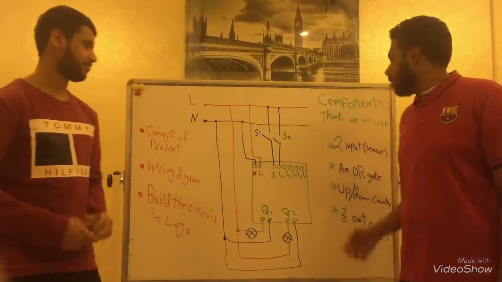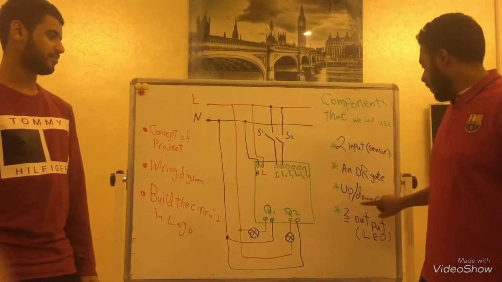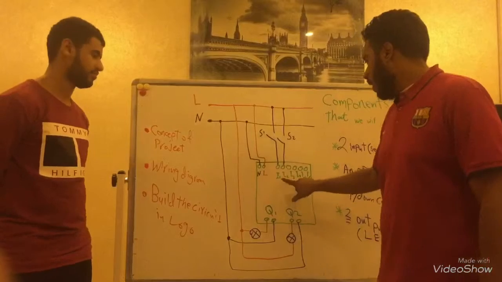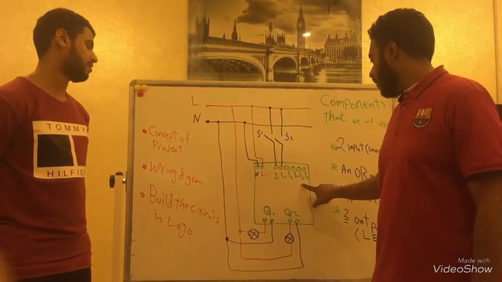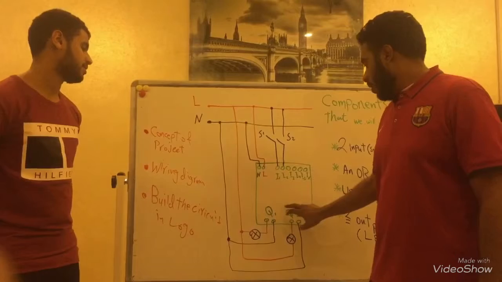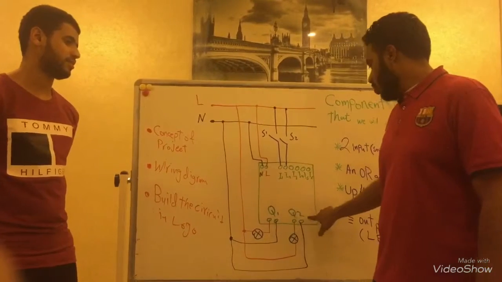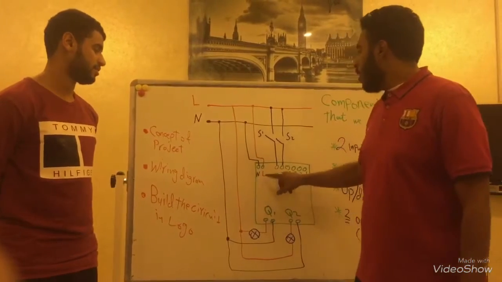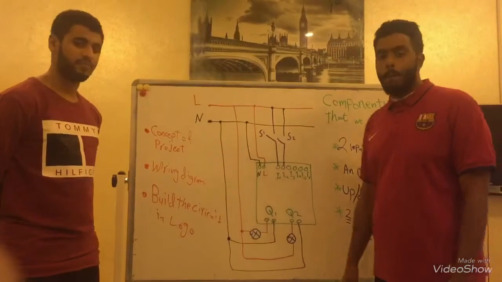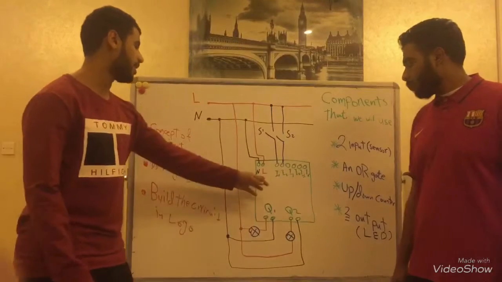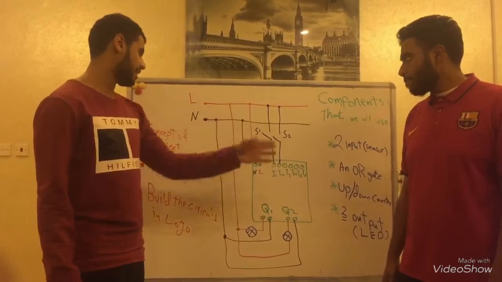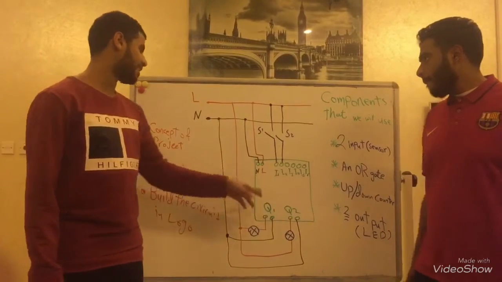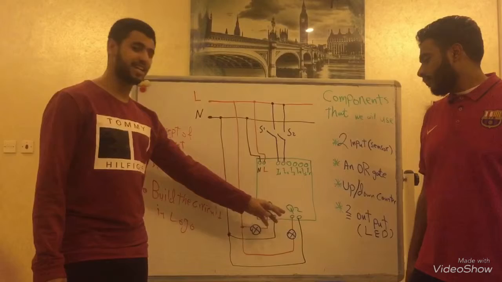We need to use a 2 input OR gate, an up down counter and 2 outputs. Here we have I1, I2, I3, I4, I5 and I6. Q1 and Q2 are the outputs. N and L are for the power supply. As we can see here, we connected L to the lifeline and N to the neutral. And we have Q1 and Q2 as the outputs.